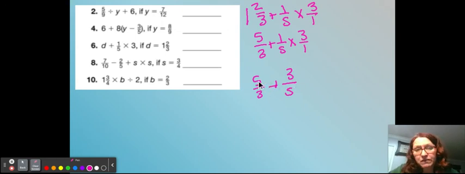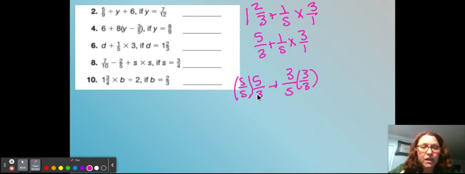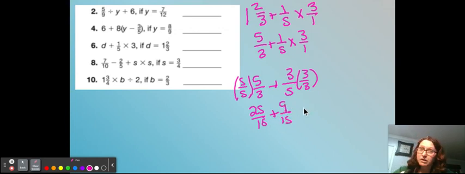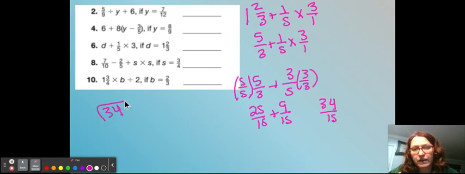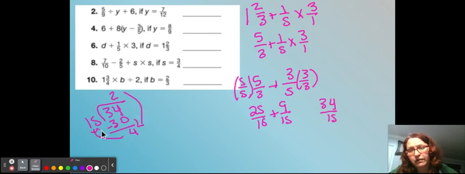Now I've got to turn it into a common denominator. 3 and 5 both go into 15, so if I multiply 5 times 5 it's 25 over 15, plus 3 times 3 is 9 over 15. 25 plus 9 is 34 over 15. Now I've got to come over here and divide. 34 divided by 15. 15 goes into 34 2 times. 2 times 15 is 30. I have 4. So my answer is 2 4/15.